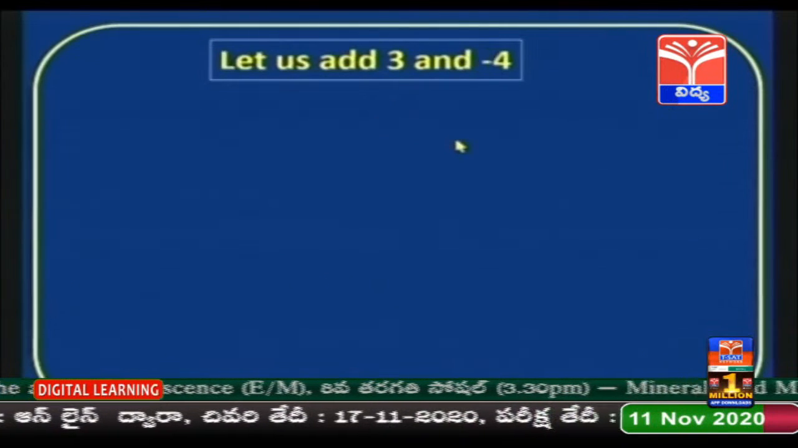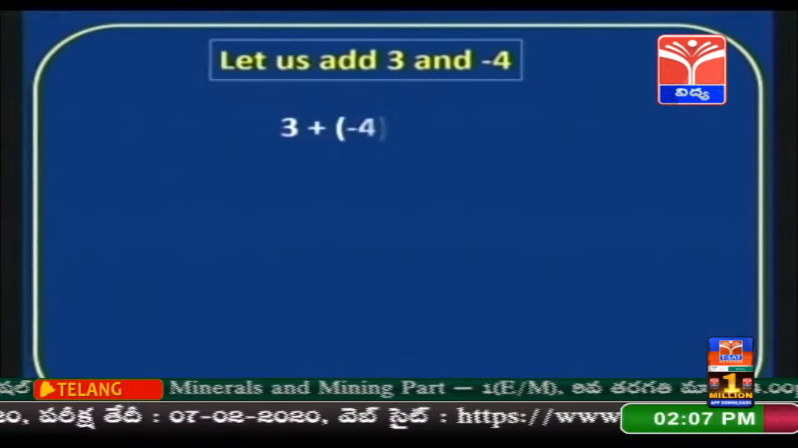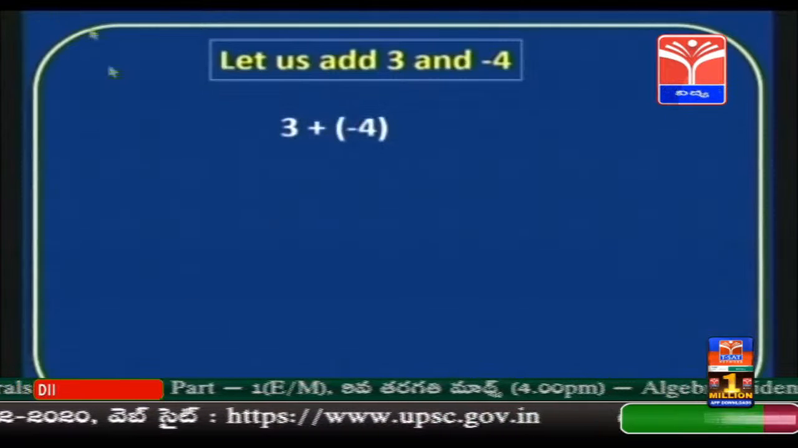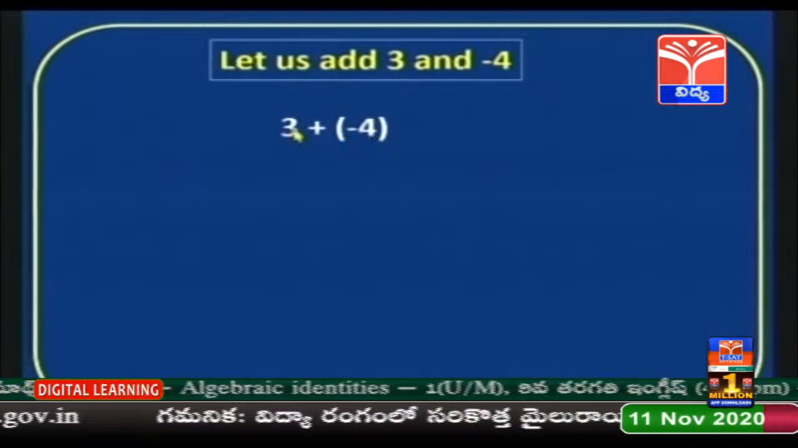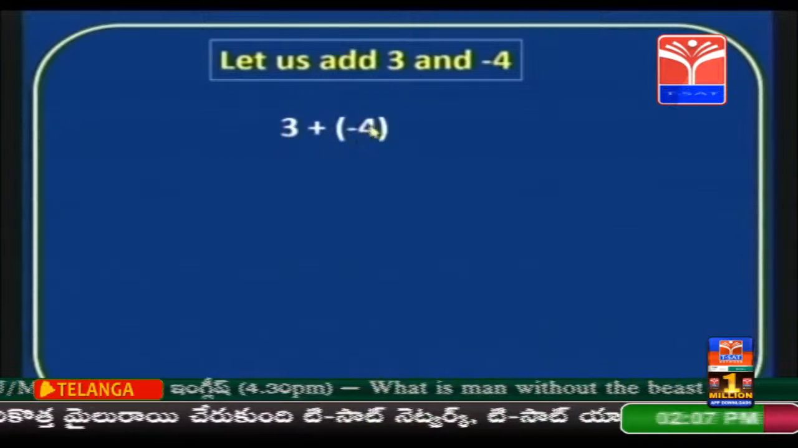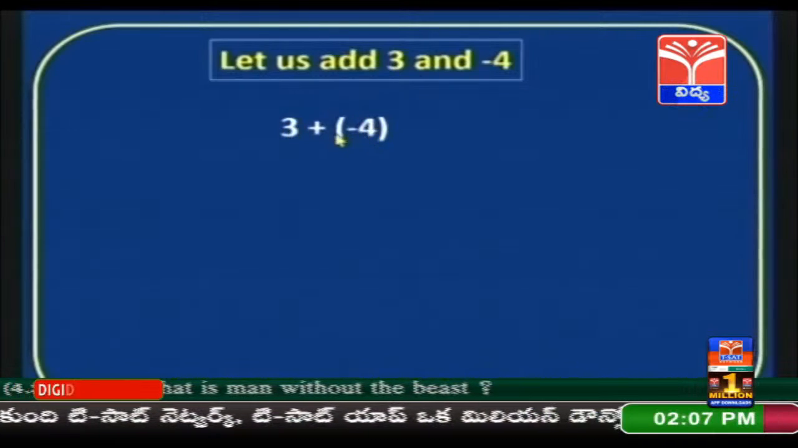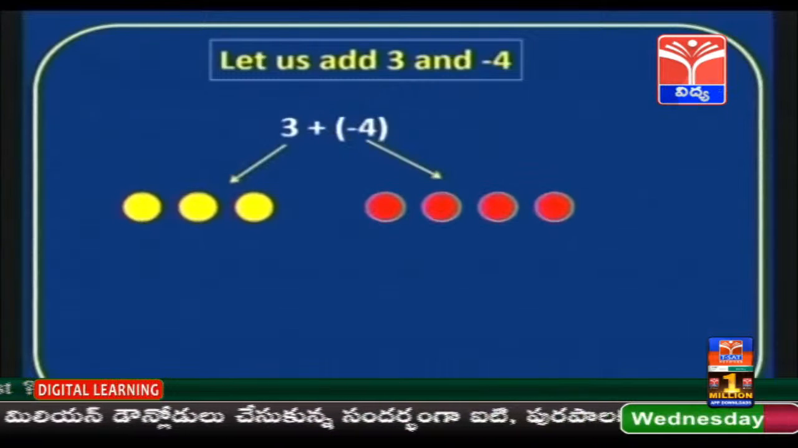7. Now let us add 3 and minus 4. 3 plus of minus 4. So 3 is a positive number, minus 4 is a negative number. To take the coins, we have to take yellow coins for this 3 and we have to take red coins for this minus 4. So 3 yellow coins, 4 red coins.